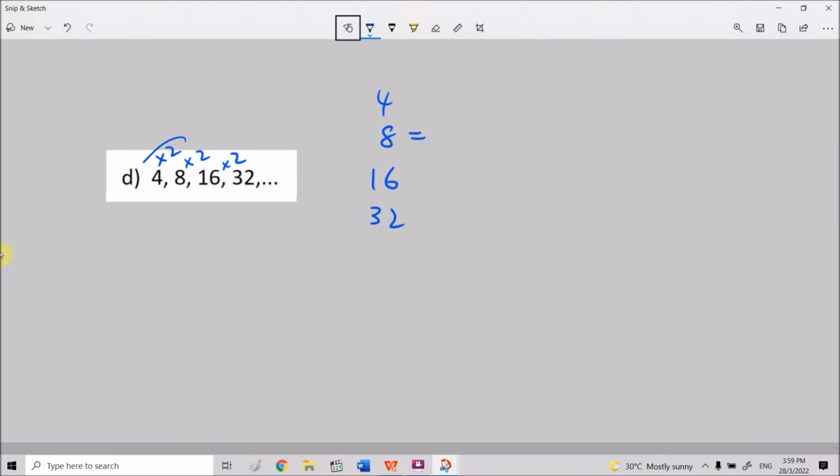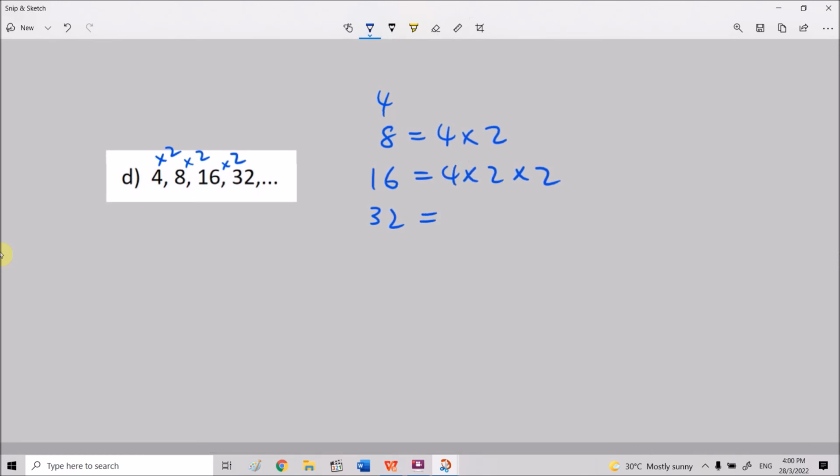So again, we write the numbers out here. 8 is equal to 4 times 2. 16 is equal to 8 times 2. And hence you have the 8 here, and we replace the 8 with 4 times 2. So the 8 here becomes 4 times 2.